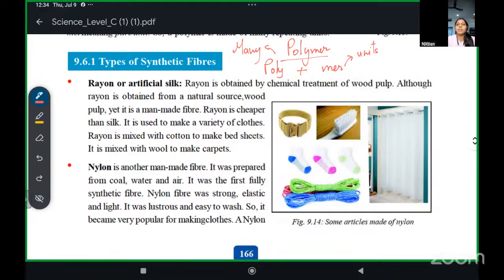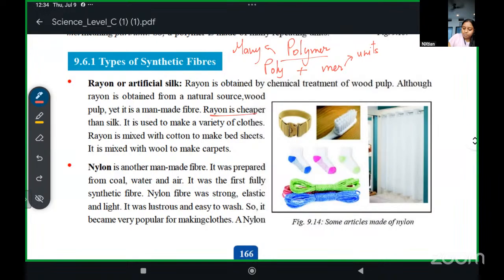But we do not directly process wood pulp, or we do not directly use wood pulp. We use chemicals to process wood pulp. That is why rayon is an artificial fiber. Okay. Although rayon is obtained from a natural source, wood pulp, yet it is man-made. It is cheaper than silk.